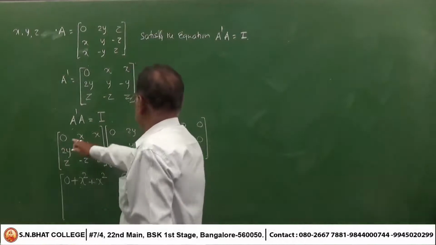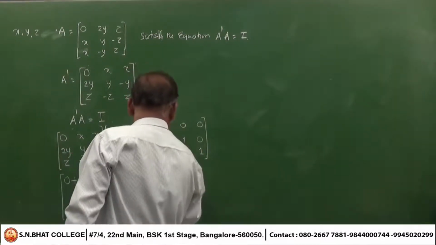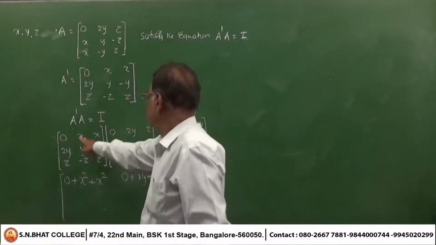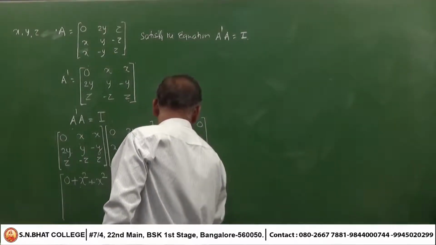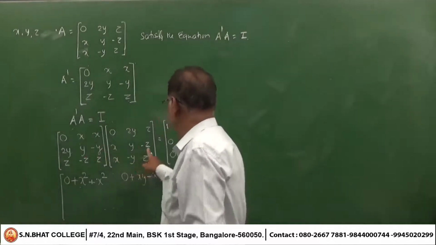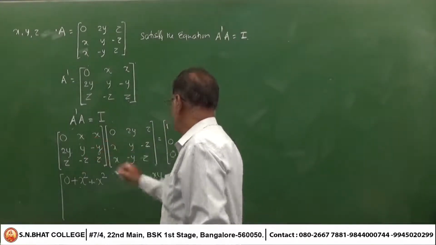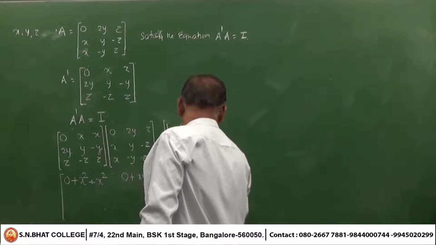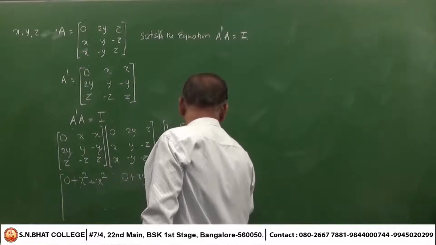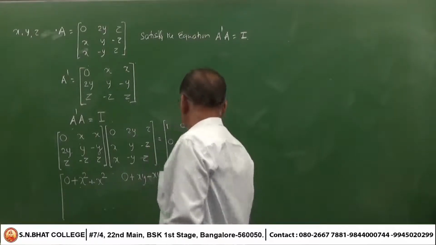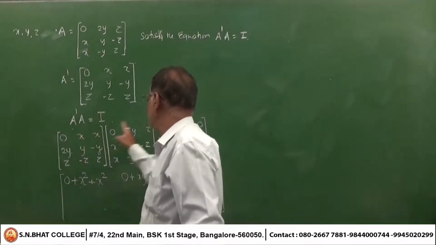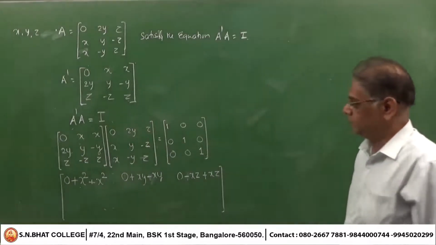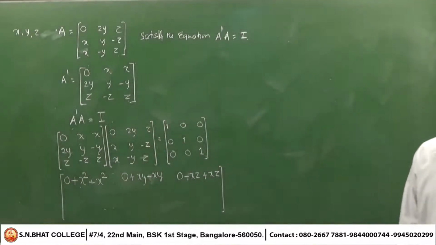Next, first row, third column. 0 into z is 0, plus x into minus z is minus xz, plus x into z is xz. This is the multiplication of first row with all the three columns.